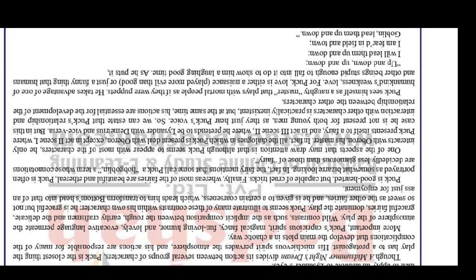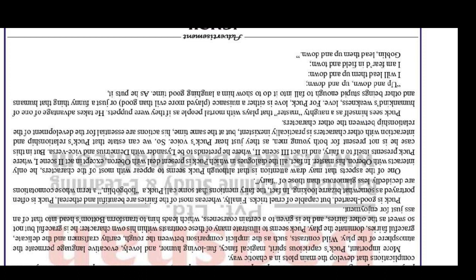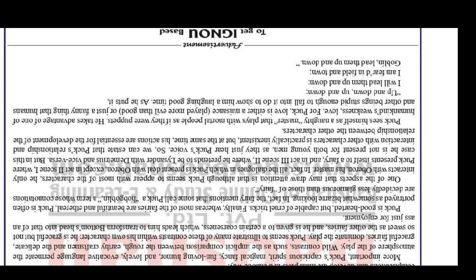Though A Midsummer Night's Dream divides its action between several groups of characters, Puck is the closest thing the play has to a protagonist. His mischievous spirit pervades the atmosphere, and his actions are responsible for many of the complications that develop the main plot in a chaotic way. More than Puck, a capricious spirit, magical fancy, funny, loving humor, and lovely, evocative language permeated the atmosphere of the play.